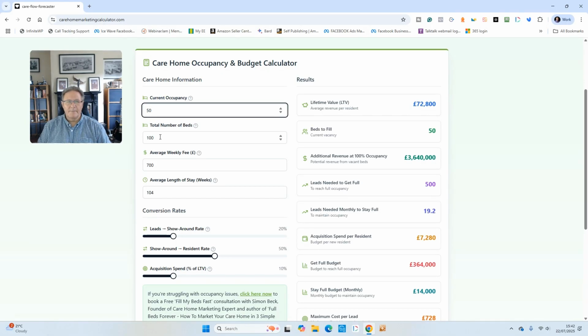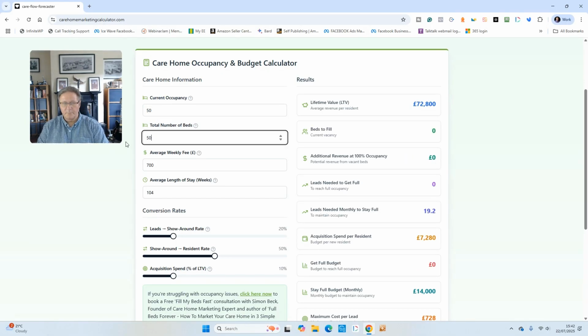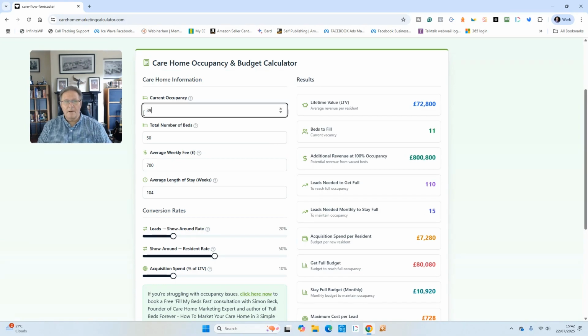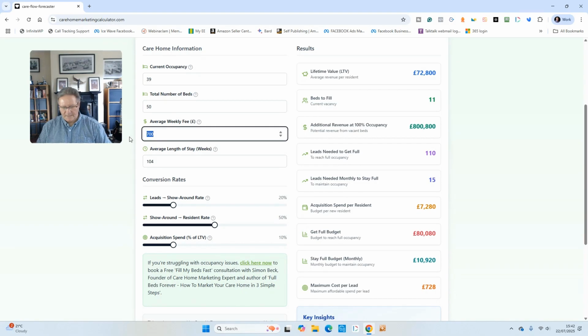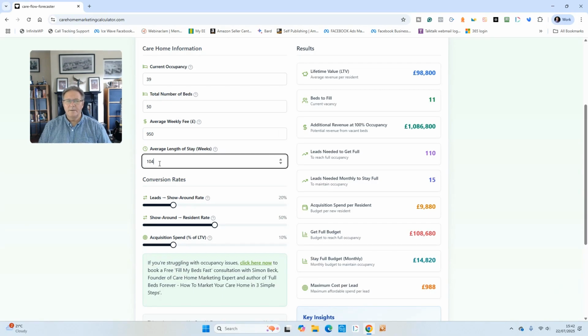Let's say we have a 50-bed care home, so the total number of beds would be 50. But let's say we've only got 39 of those that are filled. Let's say our average weekly fee is going to be £950. And then this length of stay, I'll keep it at 2 years.